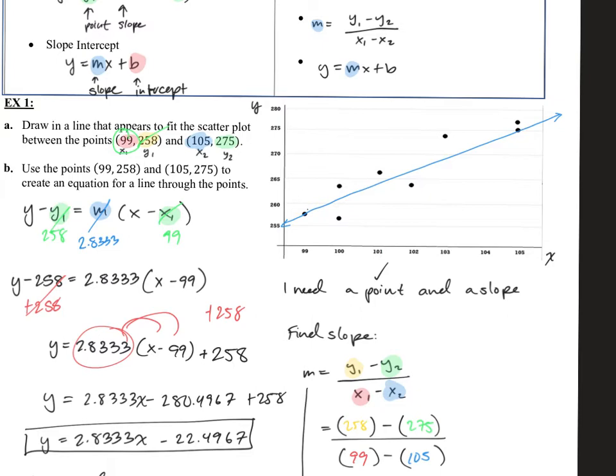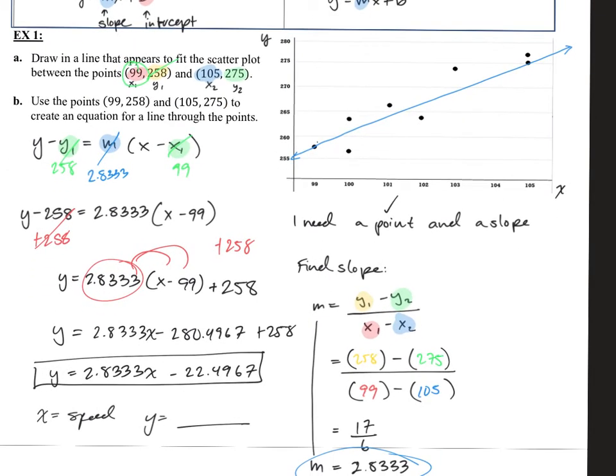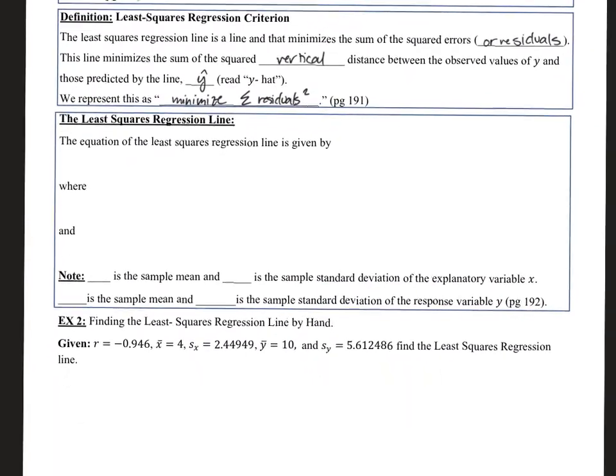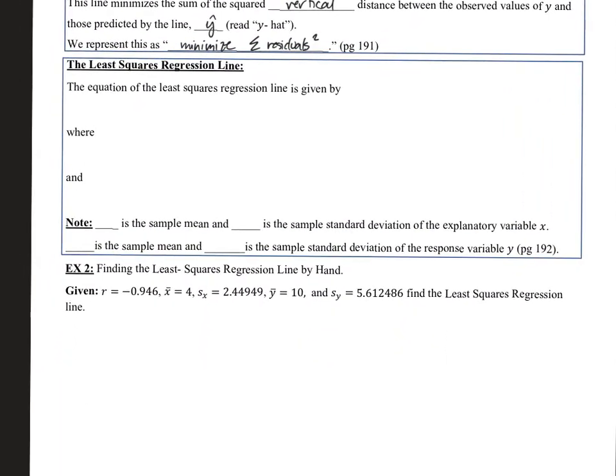We want to find the line that has the least distance between the observed and the predicted, observed, predicted, and so on. Notice these are all the observed values, and the predicted values would fall on my blue line. We want to find the line that has the least distance between those. And that's where the least squares regression line comes in.